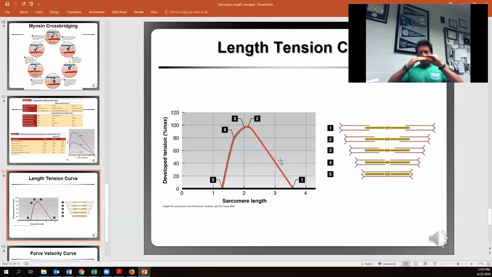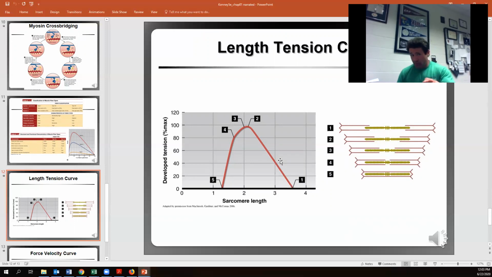So if we're in a stretch position where we barely have a lot of overlap, we're not going to produce a lot of force. But at the same time, if we have the actin strands starting to butt up against each other, we're in the shortest position, we're not going to be able to produce that much force either, because we literally can't go any further. So we're going to find there's an optimal point.